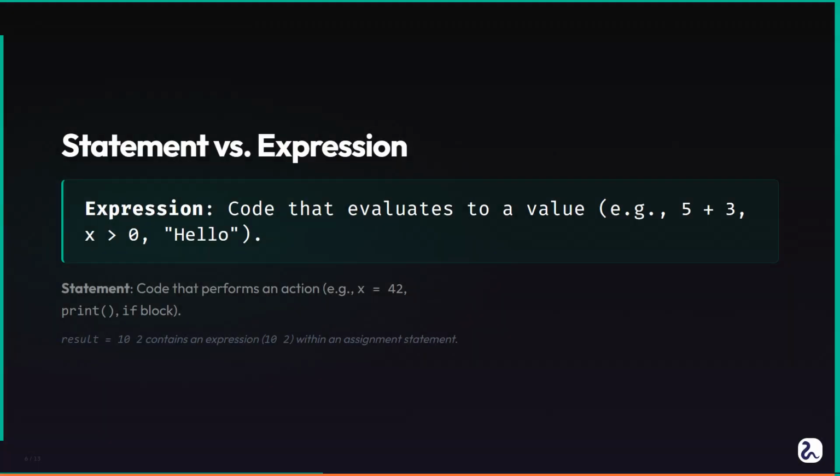Now that you understand indentation, statements and expressions are going to make perfect sense. An expression, at its core, evaluates to a value. Think of it like a mathematical equation. 5 plus 3 is an expression because it gives you the value 8. x > 0 is an expression because it gives you either True or False. A statement, on the other hand, performs an action. It does something. x = 42 is a statement because it assigns the value 42 to the variable x. A for loop is a statement because it iterates over a sequence. You cannot assign a statement to a variable because a statement does not produce a value to be assigned.